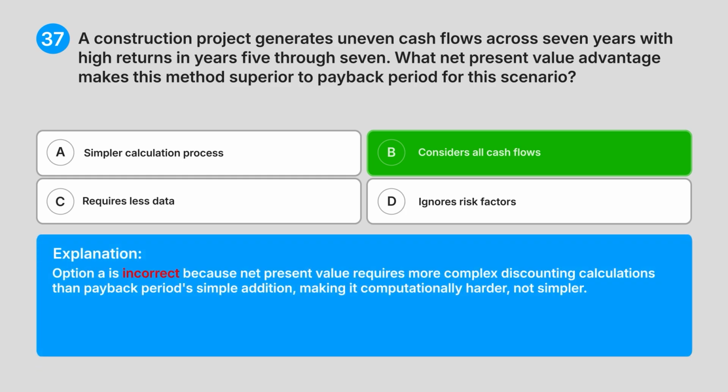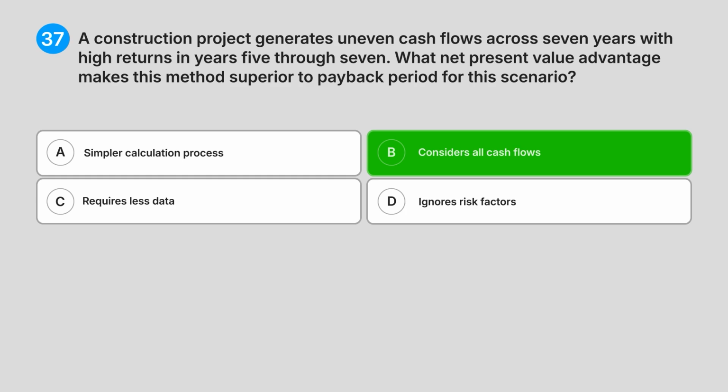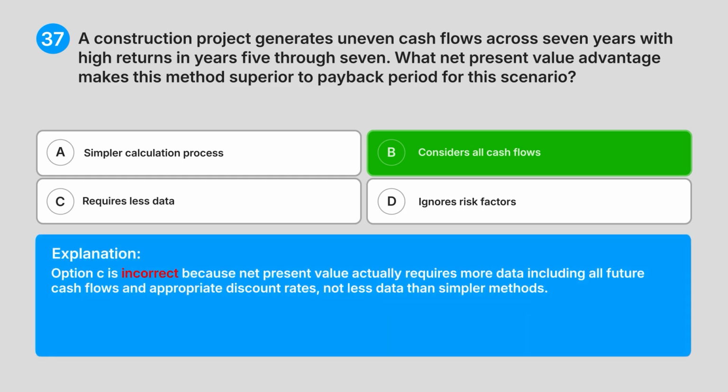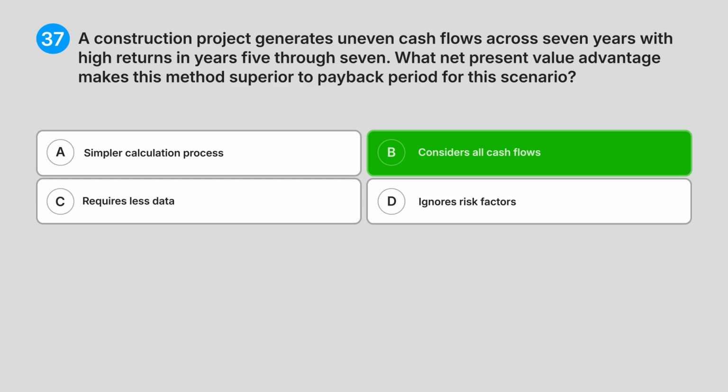Option A is incorrect because net present value requires more complex discounting calculations than payback period's simple addition, making it computationally harder, not simpler. Option C is incorrect because net present value actually requires more data, including all future cash flows and appropriate discount rates, not less data than simpler methods.